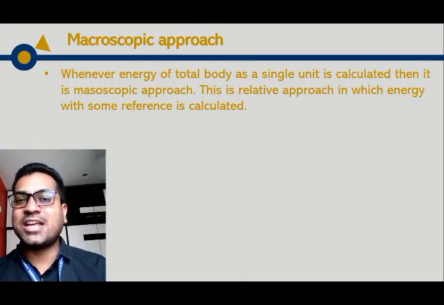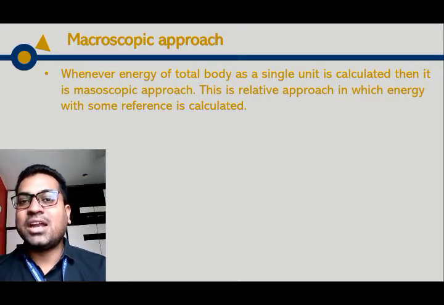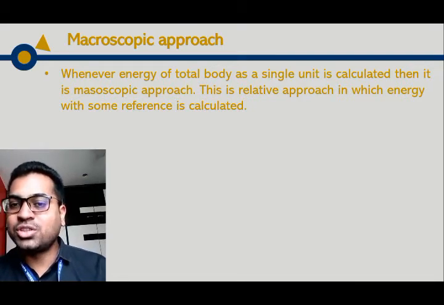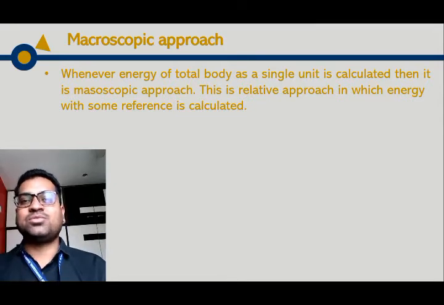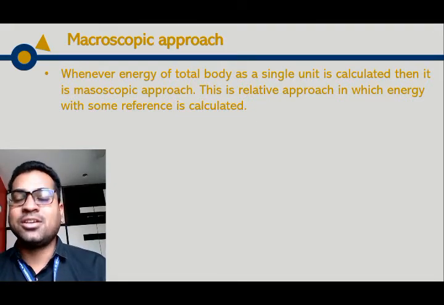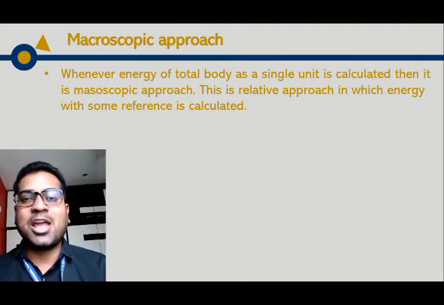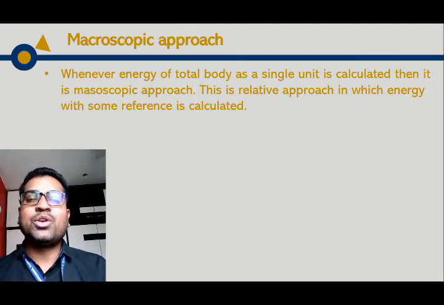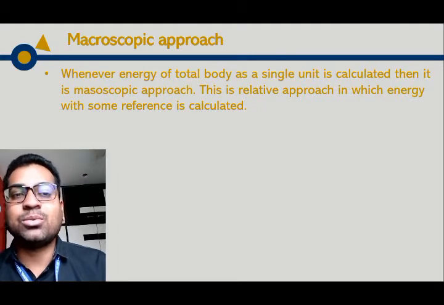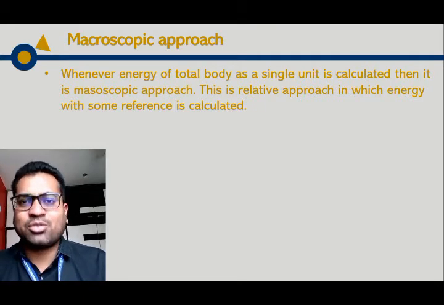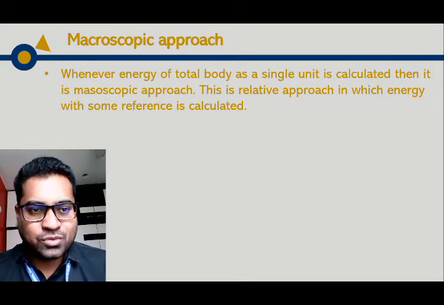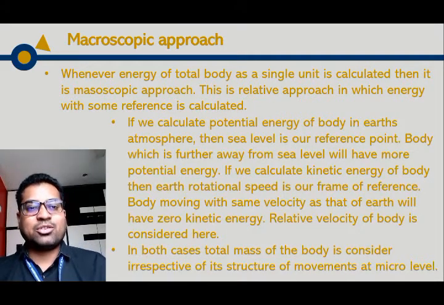If any body is at sea level, we can conclude that it has potential energy equal to zero, and as it moves away from sea level, there will be an increase in potential energy. Again in the formula mgh, m represents the mass of the body, so we consider the total mass of the body irrespective of its microstructure or any structure at the micro level. So this is about the macroscopic approach.